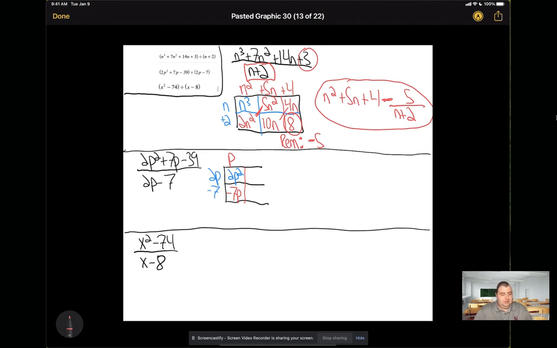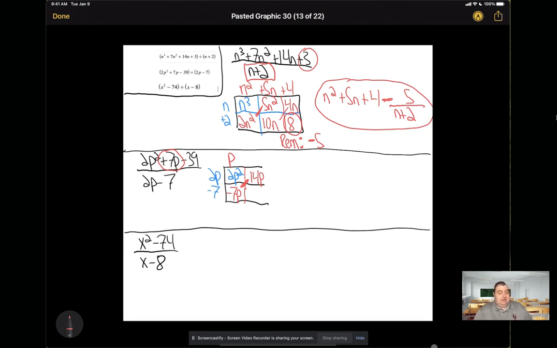Okay. If I look at my next term here, it is positive 7p. So when I go to my diagonal, the question is to go from negative 7 to positive 7p, what do I need to add to negative 7 to get to positive 7p? And the answer is I need to add 14p, right? Because negative 7 plus 14p is equal to 7p.